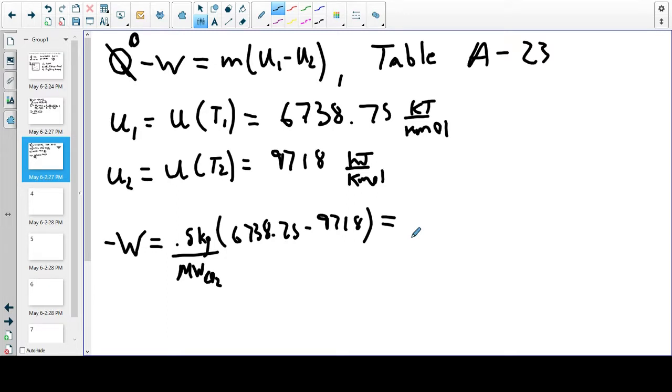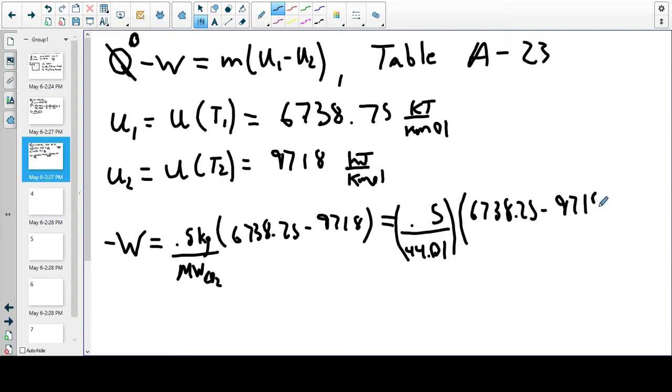So that means this changes then to 0.5 over 44.01, which is the molecular weight of CO2. I'm pretty sure. Yep. And times 6738.25 minus 9718. And if you do this, you end up getting a negative work of 33.847. And since we know the work is going in, we know that this is spinning, so the work has to be negative here. So if you just change this over, we know that the work is going into the problem.